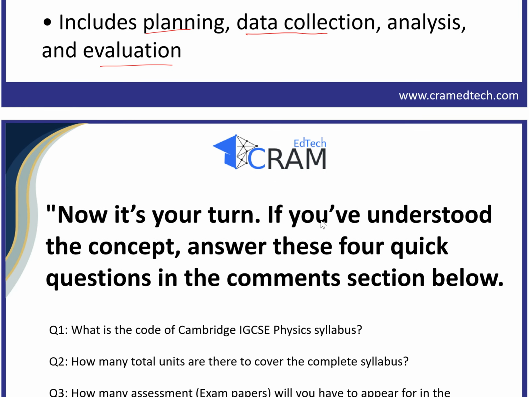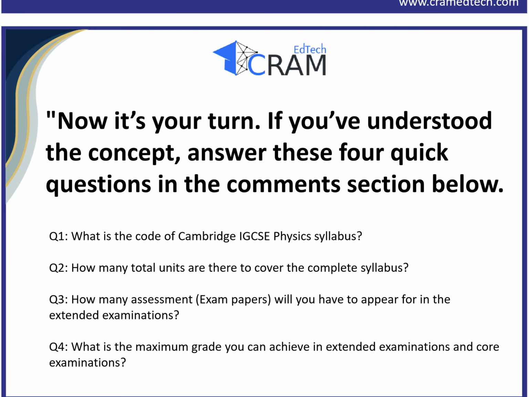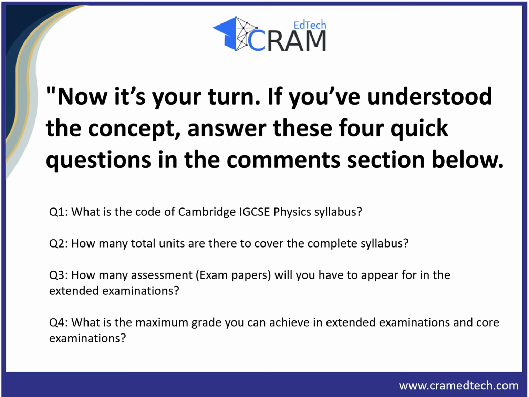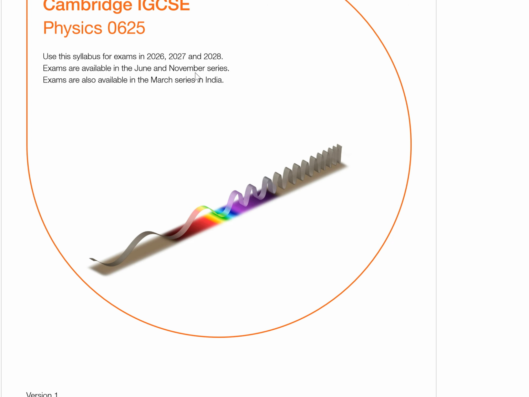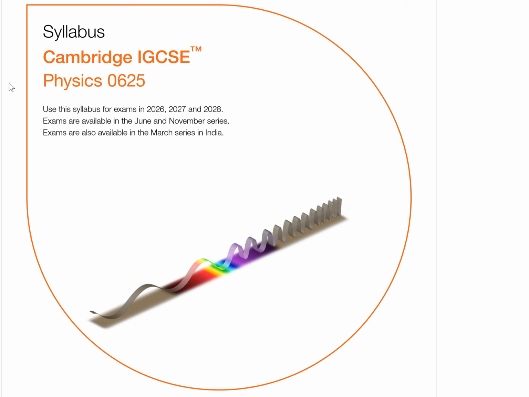Okay, before I discuss the last slide with you, and ask what you have learned from this session, I would like to introduce you to the actual document of the syllabus. Just have a look here. This is our Cambridge IGCSE syllabus. You can see here, this is the syllabus, Cambridge IGCSE 0625, published by Cambridge, and this syllabus is for 2026, 2027, and 2028. It means the May June 2026 exam will be assessed on this.